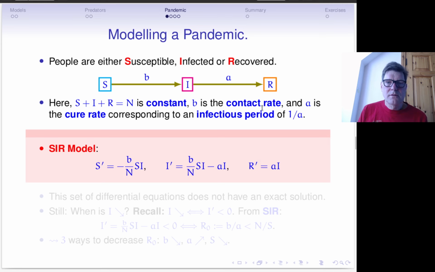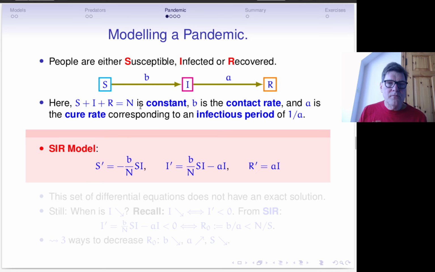That's the third equation here. The first one describes how susceptible people become infected. So this describes the rate of change in the S class. And the S class naturally becomes smaller over time as more and more people catch the disease. Less and less remain susceptible.